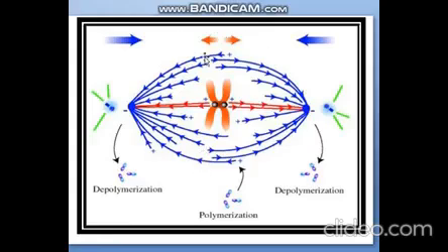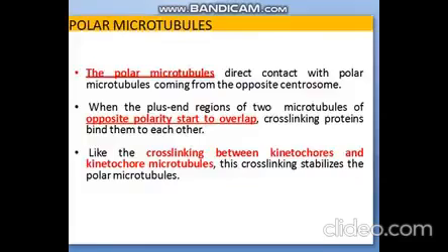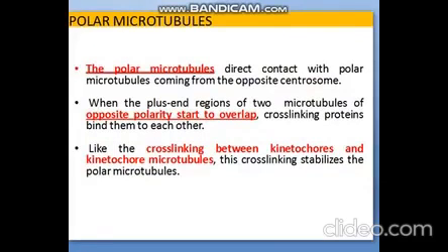By this process we can see that polymerization is so important because of the recycling. The microtubules are composed of tubulins. These tubulins are recovered at the end of the cell division, and then in the daughter cells they are going to perform the function of the cytoskeleton for the stability of the cells. So polar microtubules have different functions. They have direct contact with the polar microtubules from the opposite centrosome.